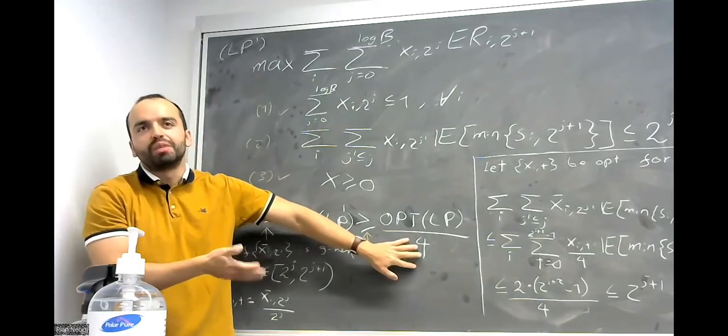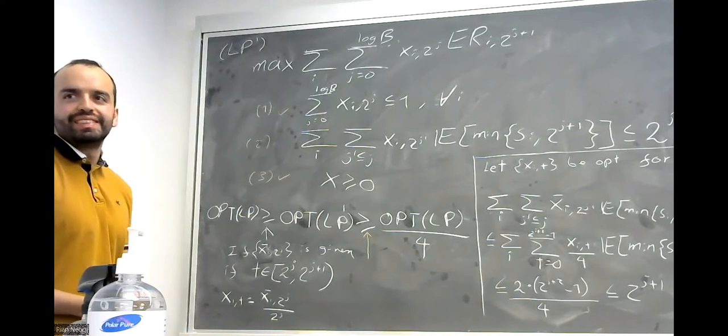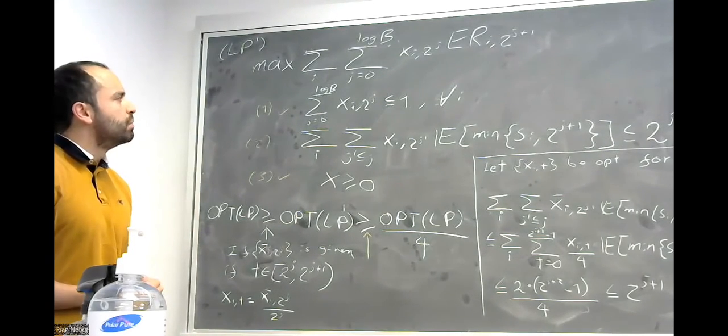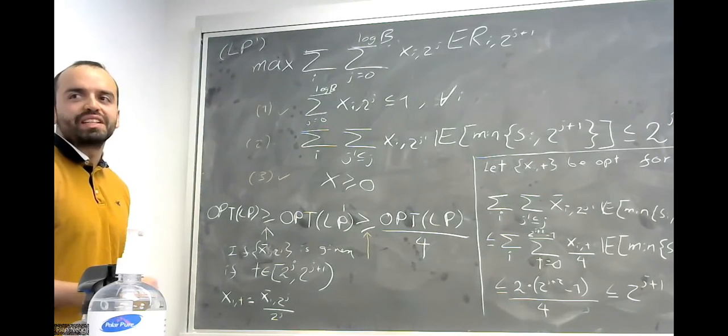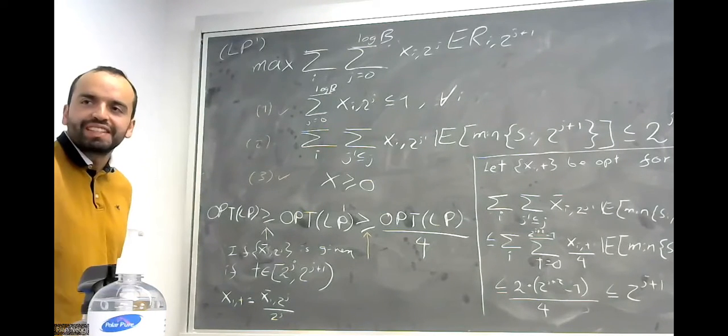And we lose a factor of four in the approximation. Can you do one plus epsilon, like instead of powers of two, use powers of one plus epsilon and lose less? I thought you could do this probably. Yeah, so you can get a one plus epsilon approximation. I think that's the case. I would think about it.